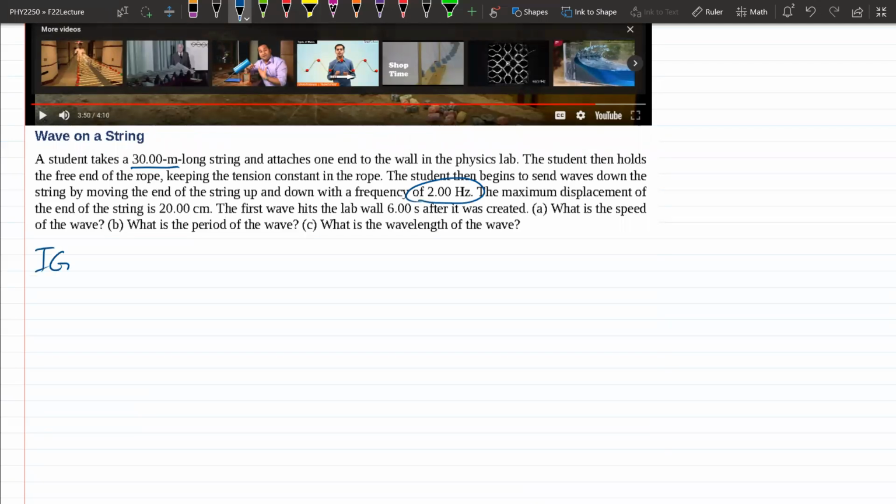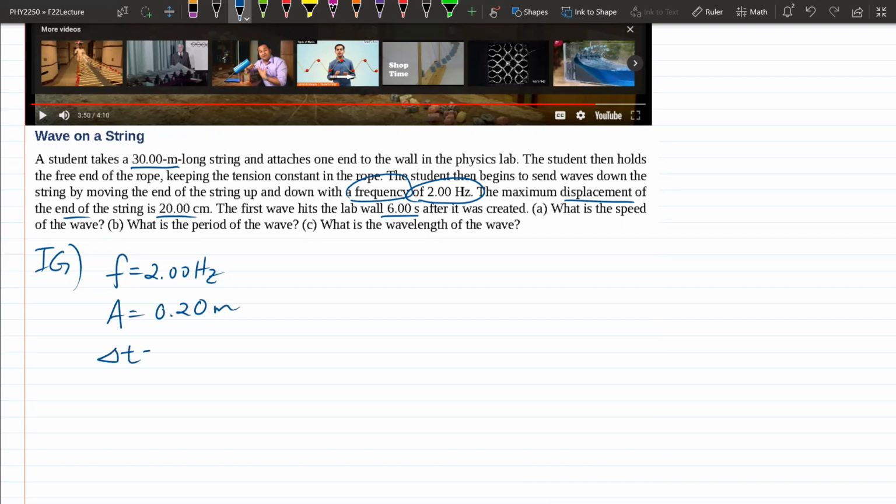So as soon as you see these values here, you want to write down that the frequency is 2.00 hertz, because the frequency is that f that we want, okay? The maximum displacement at the end of the string is 20 centimeters. When someone says the maximum displacement of an up and down motion, what variable are they telling you? The amplitude, yeah. So the amplitude, I'm going to convert to SI units, 0.2 meters, okay?